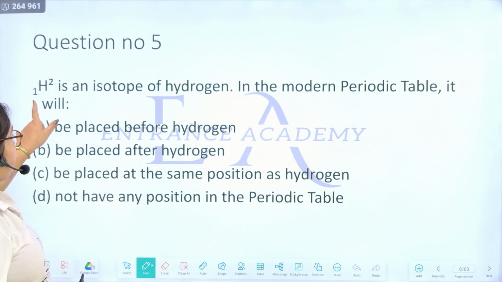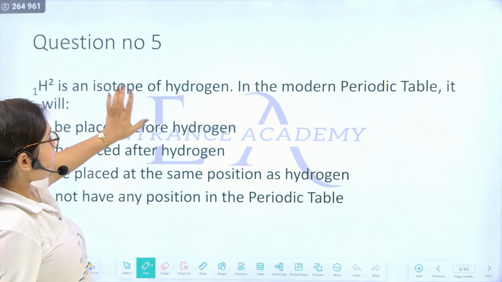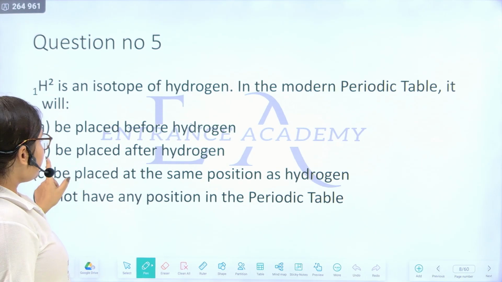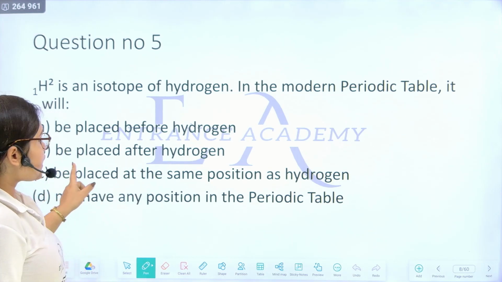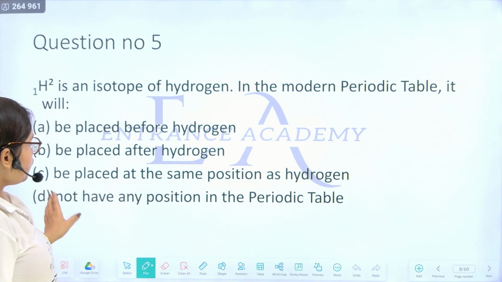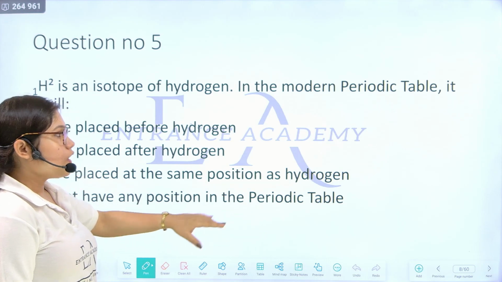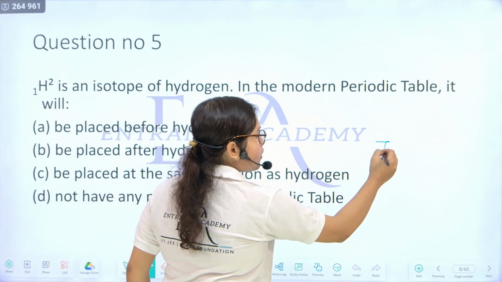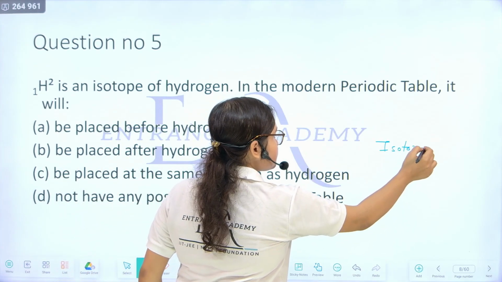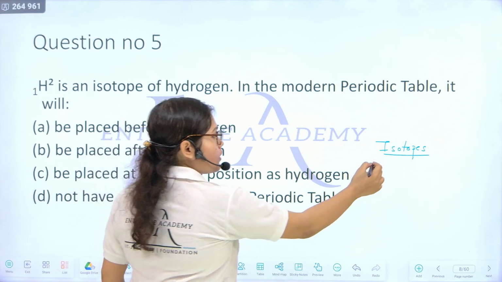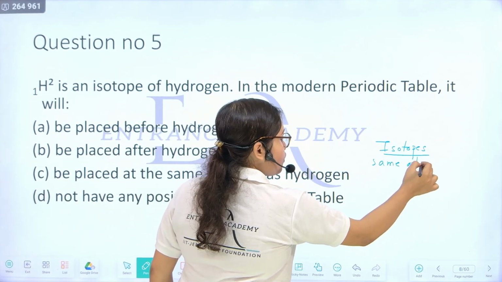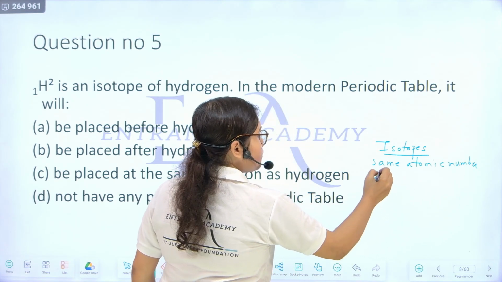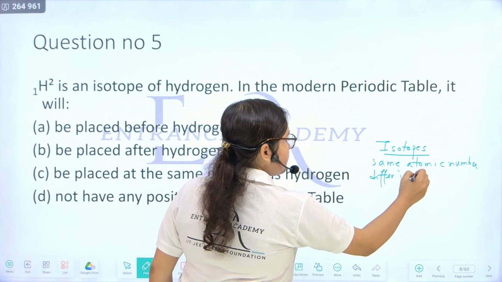Next question. This is an isotope of hydrogen. In the modern periodic table, will it be placed before hydrogen, after hydrogen, at the same position as hydrogen, or not have any position in the periodic table? Now according to the periodic table, that is about isotopes. Now what are isotopes? Isotopes have the same atomic number but differ in mass number.